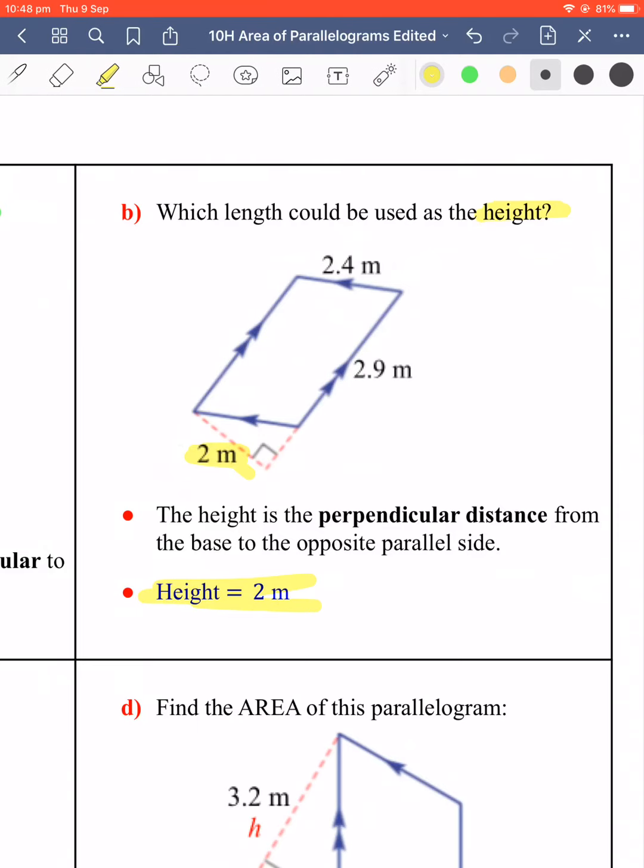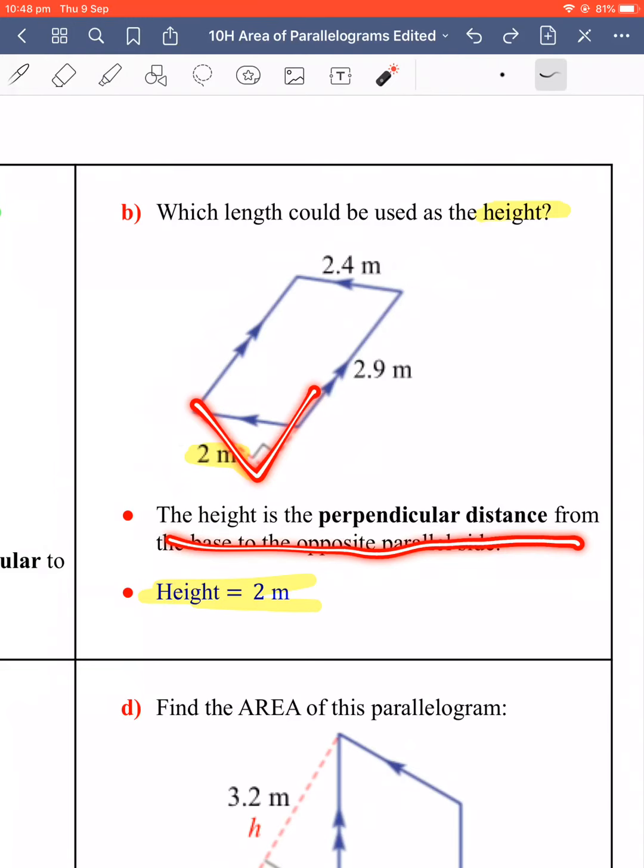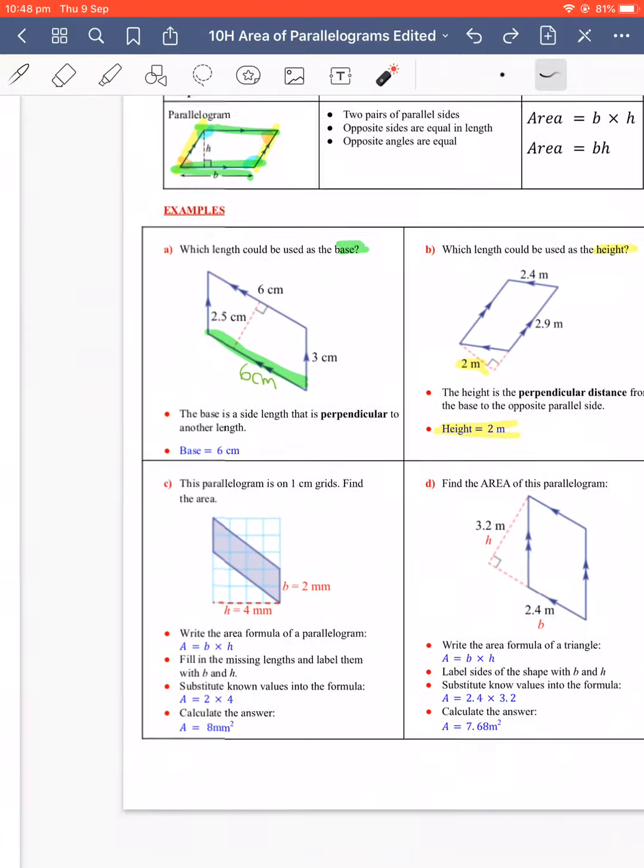And again, it is the height. The height is the perpendicular distance from the base to an opposite parallel side. So this is my base, and this is an opposite parallel side.